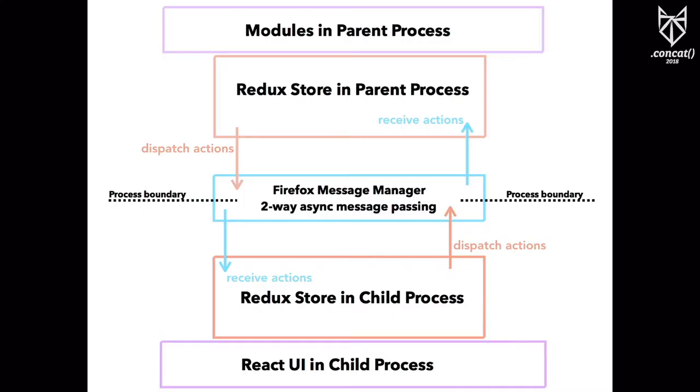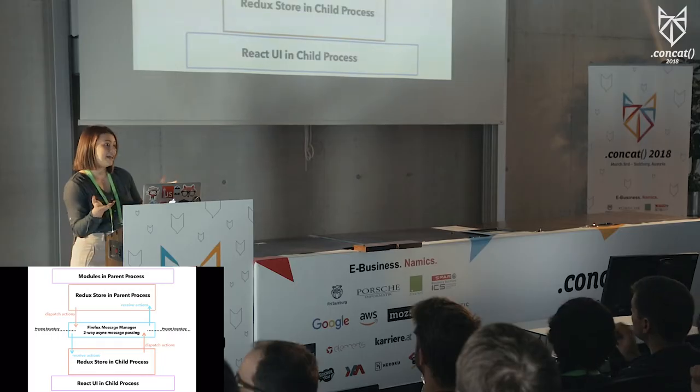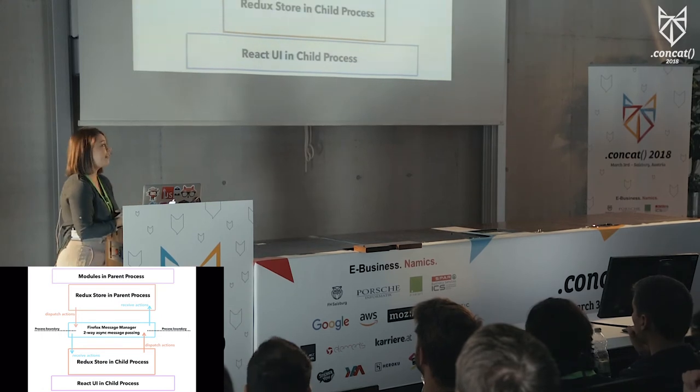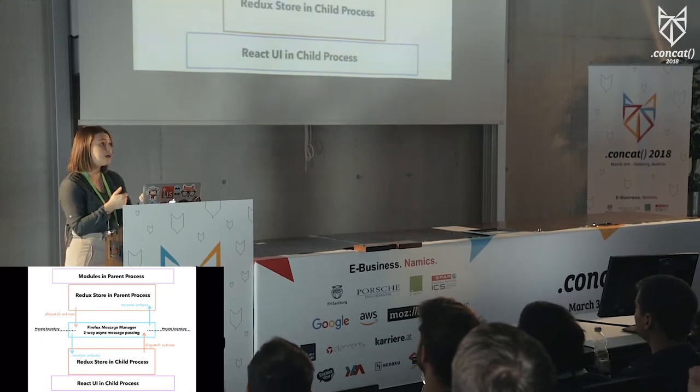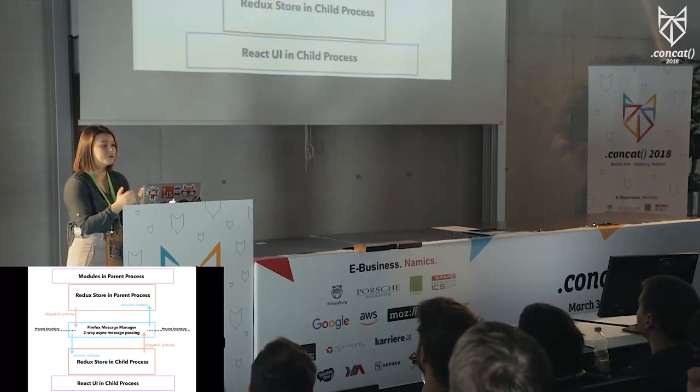At the bottom, we have all of our React stuff, and that's running in the child process, and that's where all of our UI is. And then we have a Redux store that sits on top, also living in the child process, and this is really typical of web apps, and that's where it ends, right? But that's not where it ends here, because we need a copy of that Redux store that lives in the main process so that we can sync our data between modules, right?